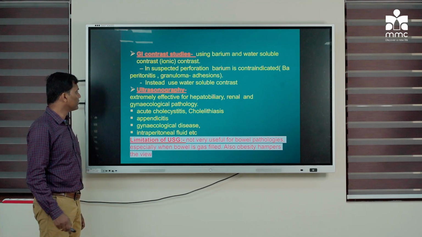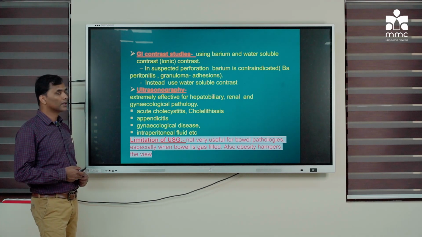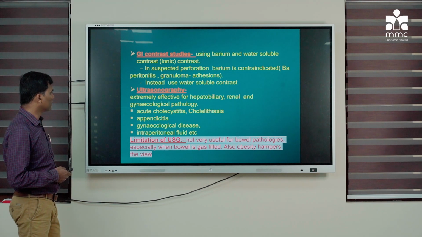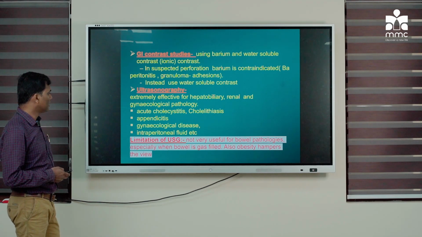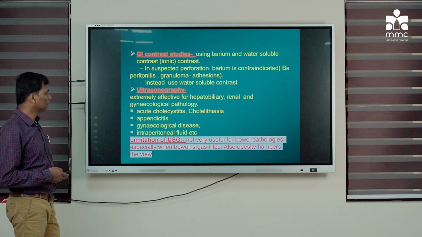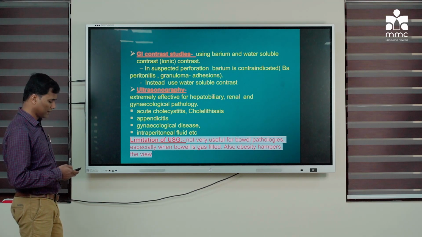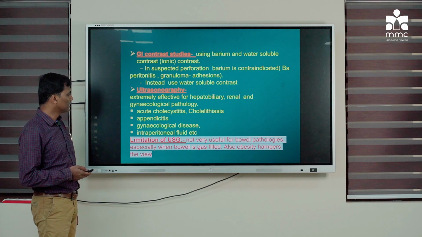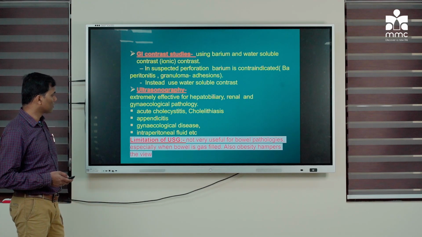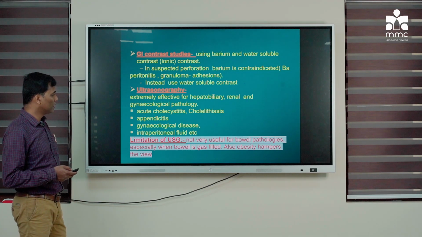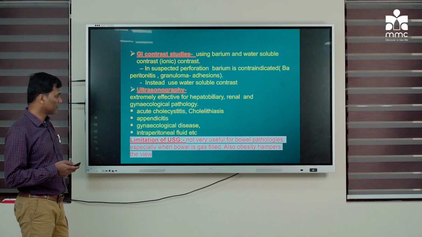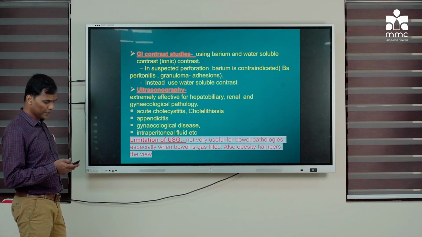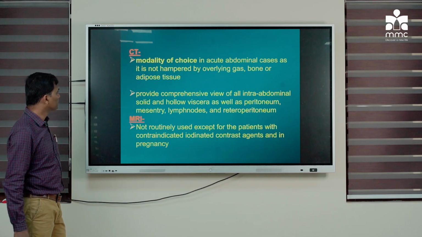Ultrasonography is extremely effective for hepatobiliary, renal and gynecological pathologies like acute cholecystitis, cholelithiasis, appendicitis, and intraperitoneal fluid can be seen on ultrasound, even a small amount. The limitation of ultrasound is it is not very useful for bowel pathologies, especially when the bowel is filled with air or gas, and also obesity may hamper the view.